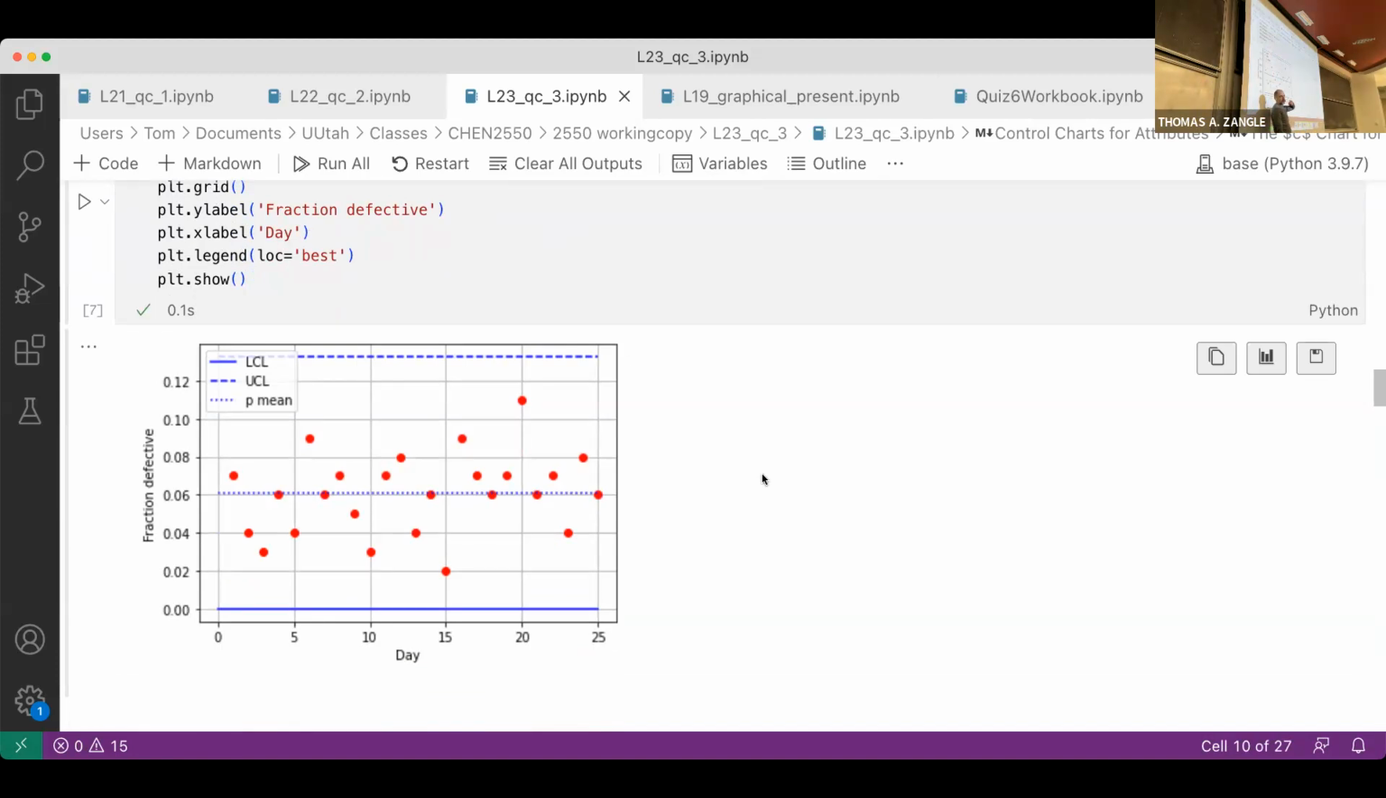I know I'm going faster over this than I have over X bar and even the S control charts. Is that okay, or am I? Yeah, okay. Because again, we have seen this before.